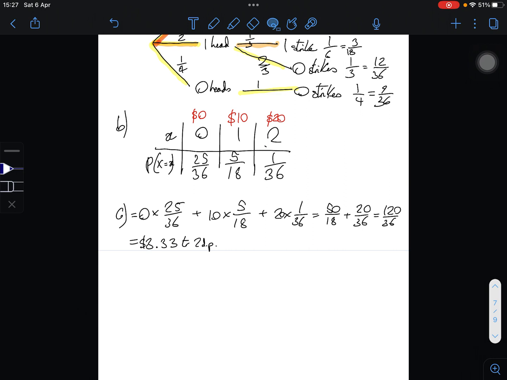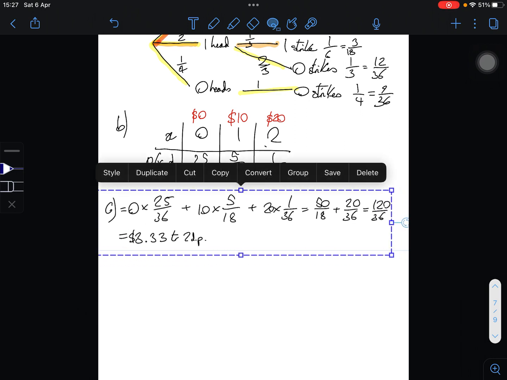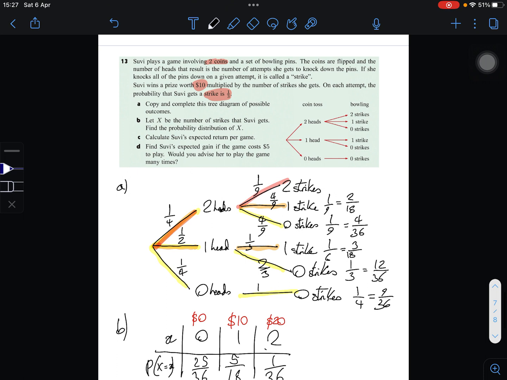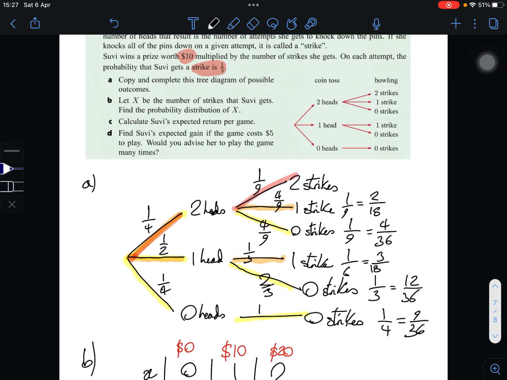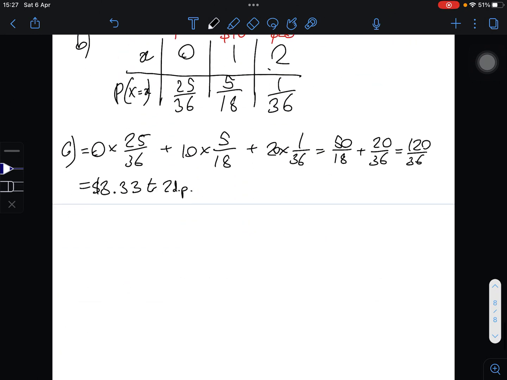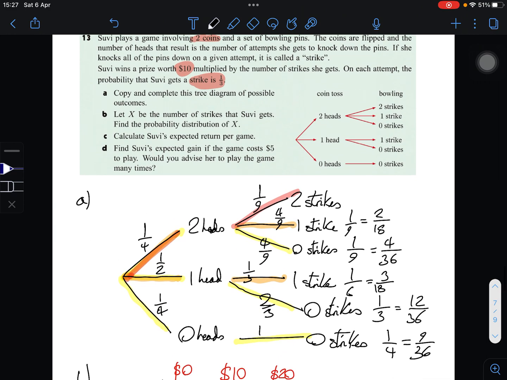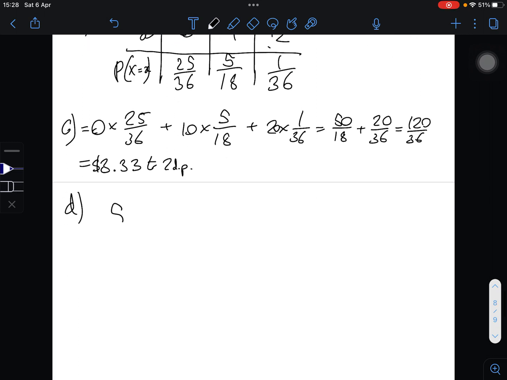Okay, so, I mean, it depends how much she's paying to play the game, but $3.33. Find Suvi's expected gain if the game costs $5. Would you advise her to play the game many times? Okay, part D. Expected gain would be $5 minus $3.33, which is $1.67.